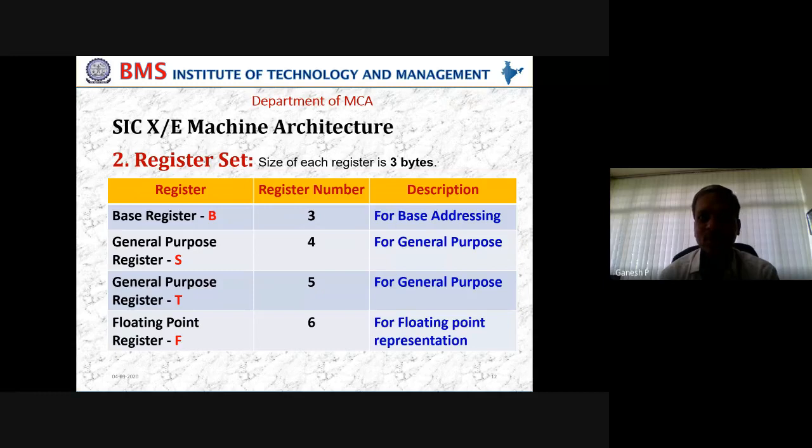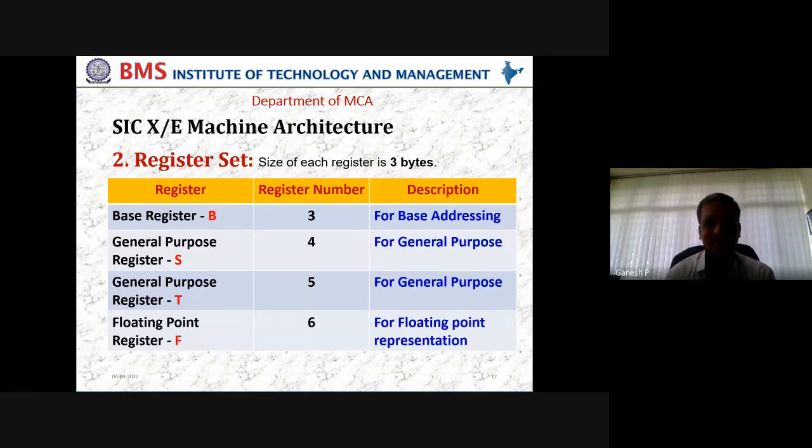Which are these 4 now? B for base register, S and T for general purpose, and F for floating point representation. Now look at the numbers. The numbers of the previous 5 are 0, 1, 2, 8, 9. The remaining blanks are filled here now: 3, 4, 5, 6. But one is missing, 7.